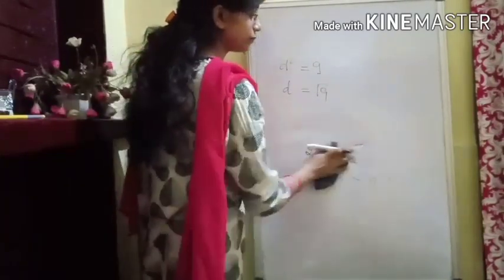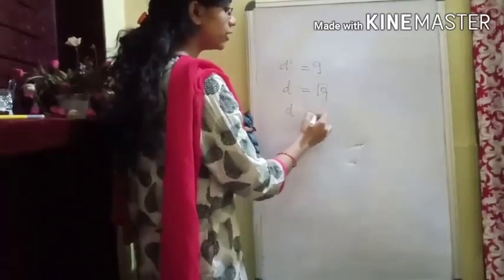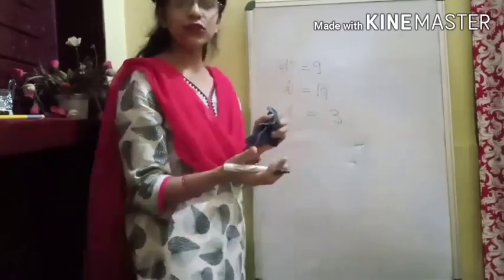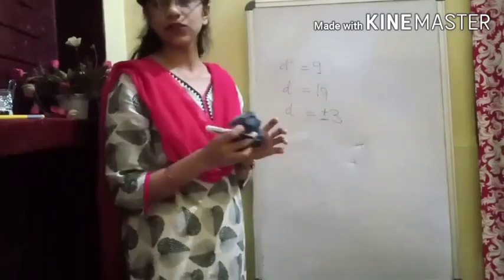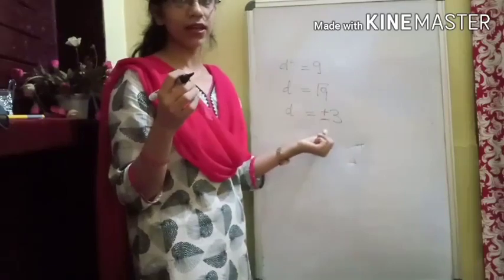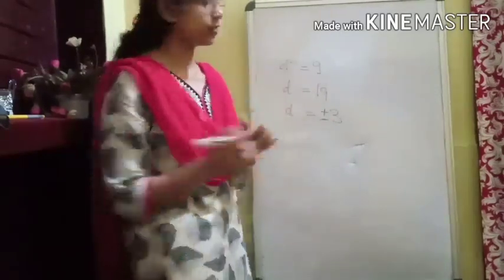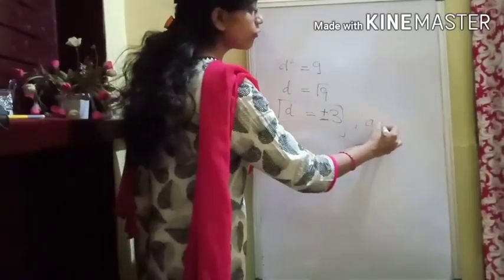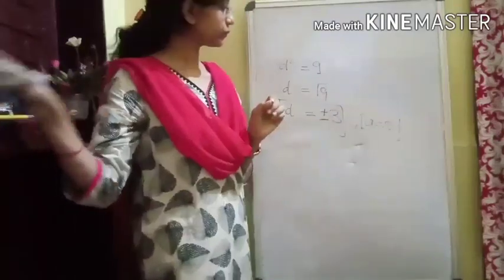Is it okay? Now you will get the value of d as 3, and not only 3 but plus 3 and minus 3. Is it okay? You have to write both plus and minus. There are possibilities: you can take plus 3 and you can take minus 3. So this is the value of d coming, and see the value of a is coming 5. Okay.